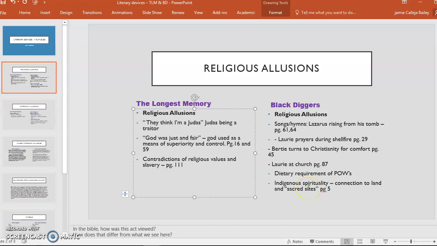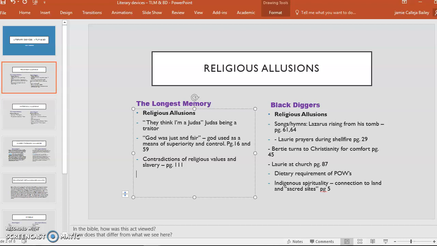Now, when it comes to The Longest Memory, we see this. Religious allusions are also flooded. This is a time where Christianity prevailed. So we see this idea with Whitechapel that he references Judas, which is a religious allusion. Judas was said to have betrayed Jesus, and everyone on the farm thinks that Whitechapel is in fact a traitor to his own son.